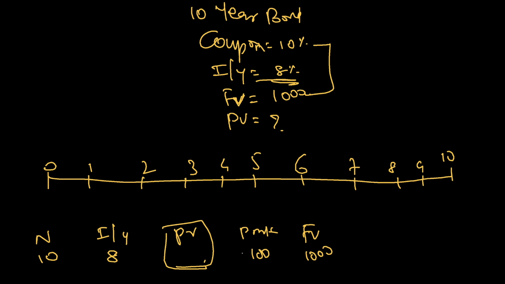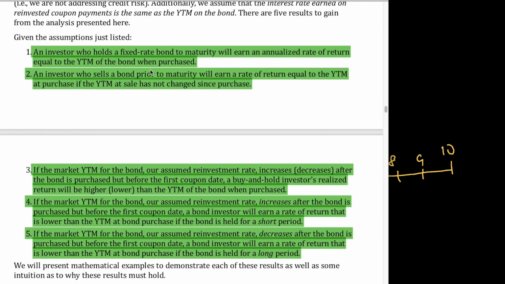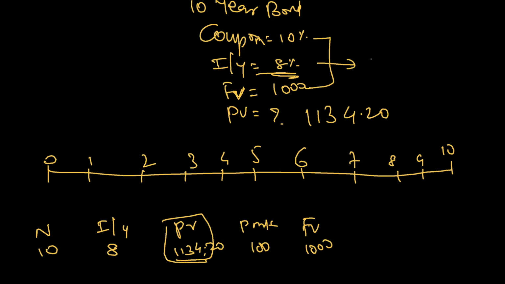10 N, 8 IY, 100 payment, 1000 future value, compute present value. So it comes to 1134.20. So if this is the present value, what this first point conveys is, if you hold the bond till maturity, your annualized rate of return will be equal to the YTM. This IY is considered as the YTM.